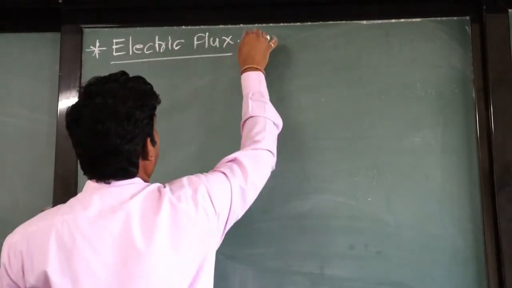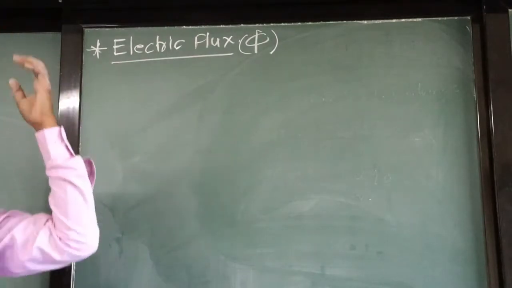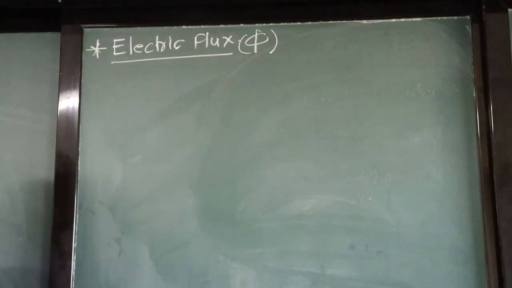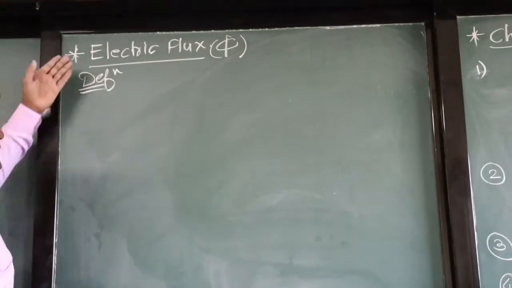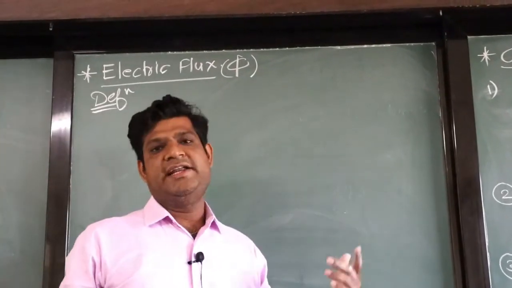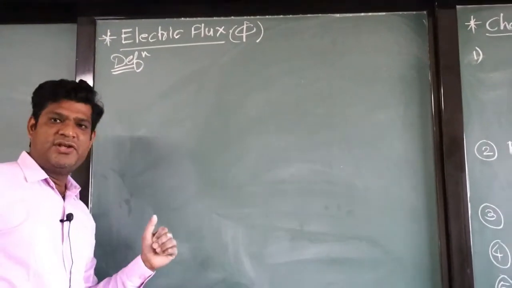Denoted by letter phi. First of all, we will see the definition of electric flux. Simple definition. This is also a question for 2 marks: write a short note on electric flux. So we will start from the definition.